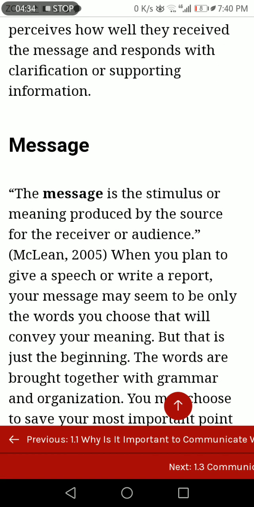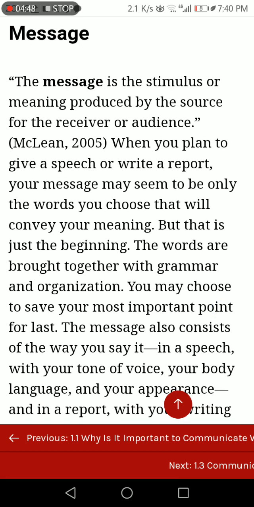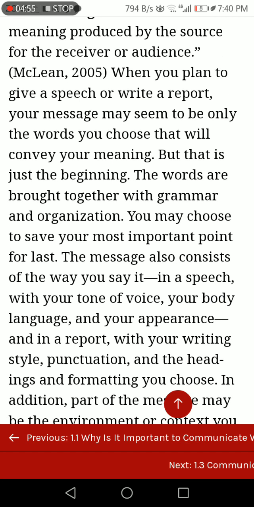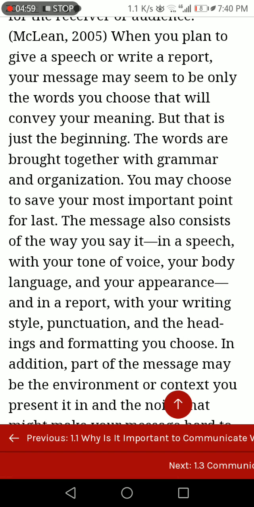Message. The message is the stimulus or meaning produced by the source for the receiver or audience. When you plan to give a speech or write a report, your message may seem to be only the words you choose that will convey your meaning, but that is just the beginning. The words are brought together with grammar and organization. You may choose to save your most important point for last. The message also consists of the way you say it, in a speech with your tone of voice.